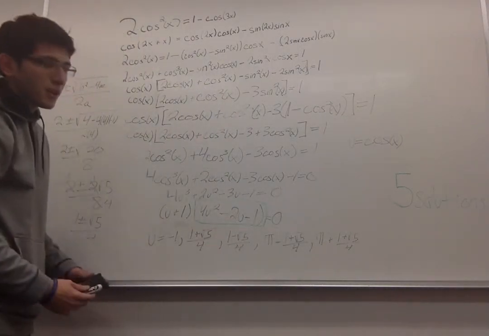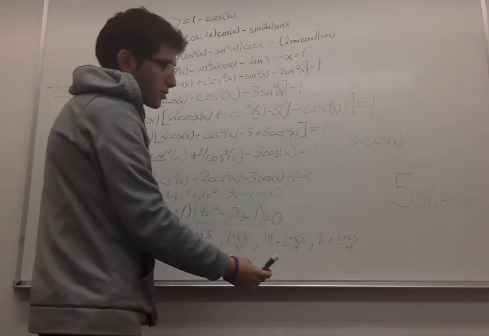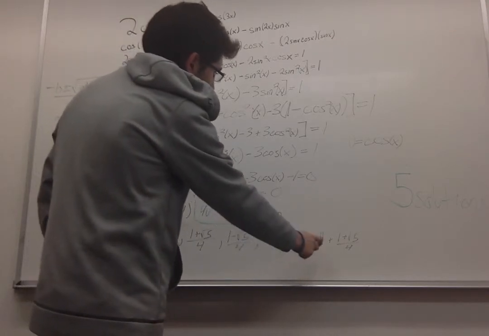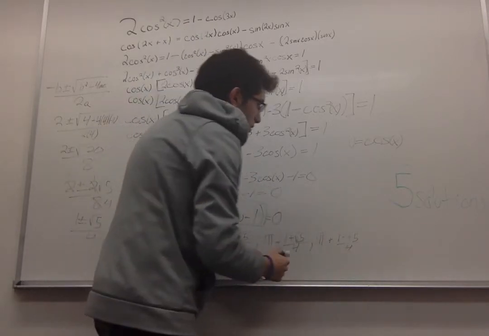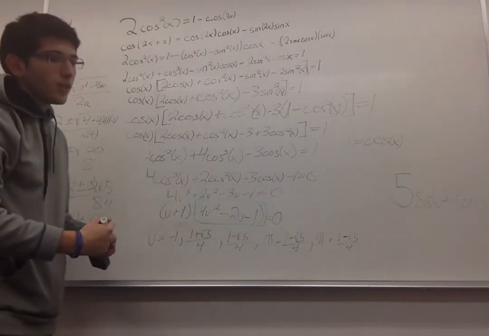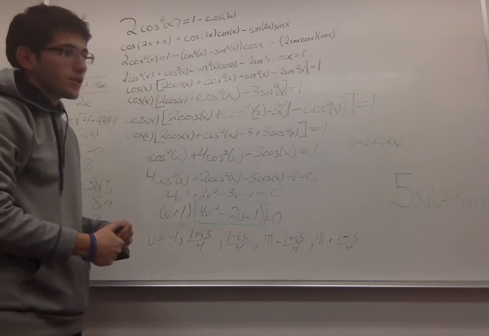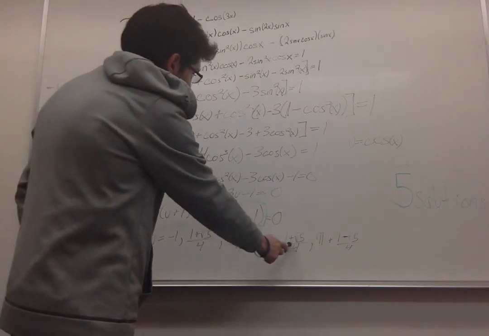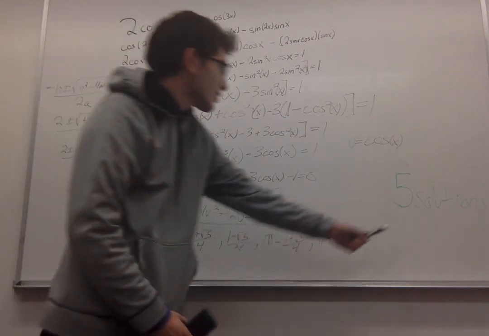So right now we have 3, but to get the last 2 solutions, we need to do π minus (1 plus square root of 5)/4 and π plus (1 minus square root of 5)/4. That is because of our domain of 0 ≤ x ≤ 2π. So that's why we need to subtract it from π and add it to π. So with all those solutions, you get 5 of them.